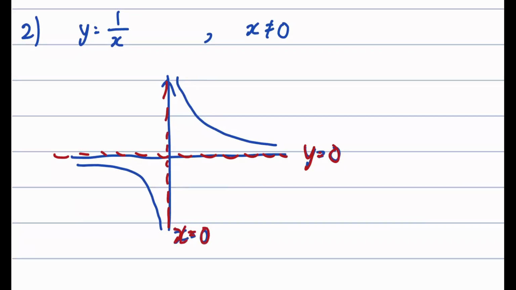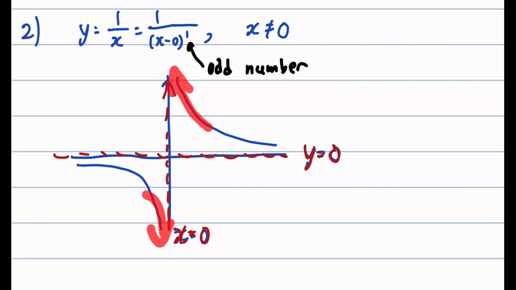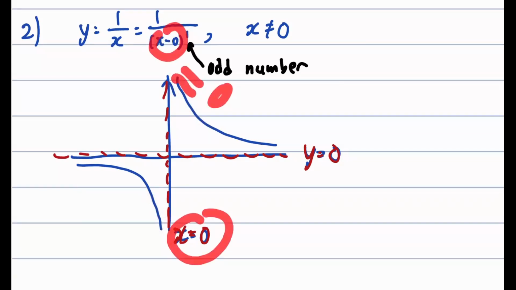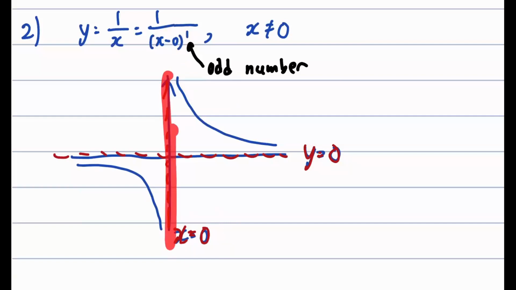So what he's saying about the odd, right, means that here you can think of 1 over x as 1 over (x minus 0) to the power of 1. Can you see that? And 1 is an odd number. Whenever you have a denominator with a factor to the power of an odd number, the graph will look something like this around x equals 0. You equate this to 0, you solve for x, you get x equals 0. Around this vertical asymptote, the graph will move closer and closer towards it.